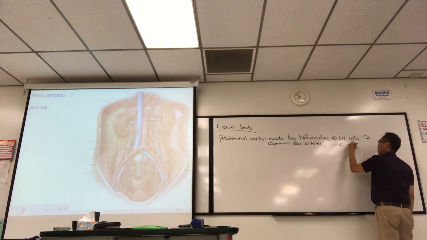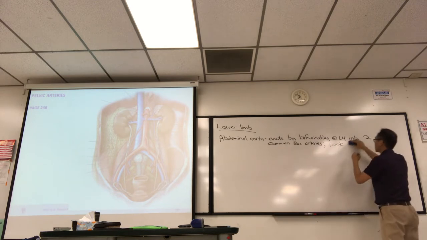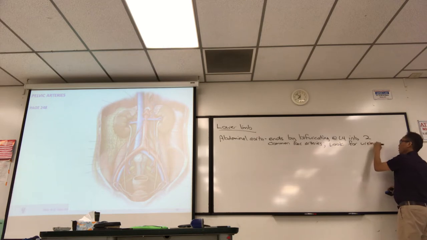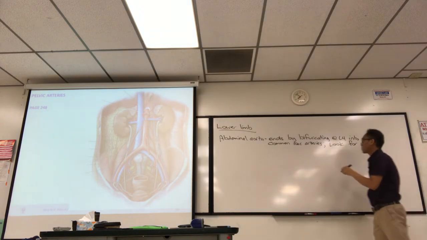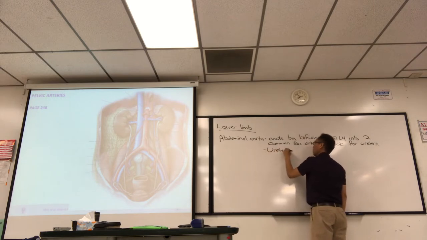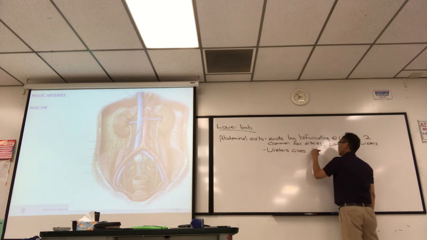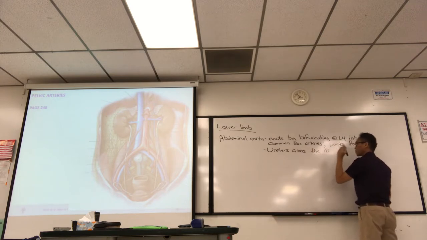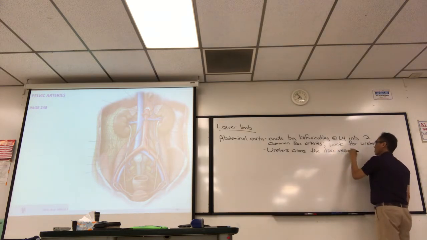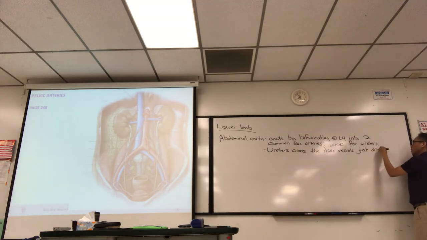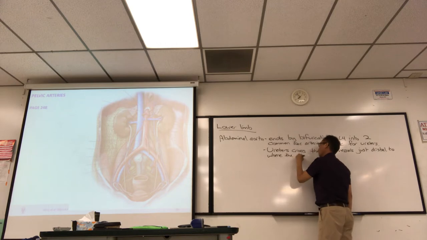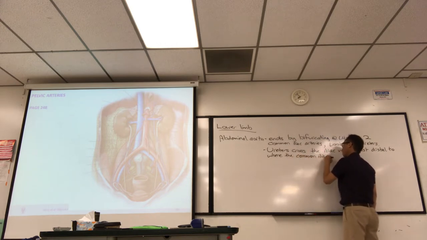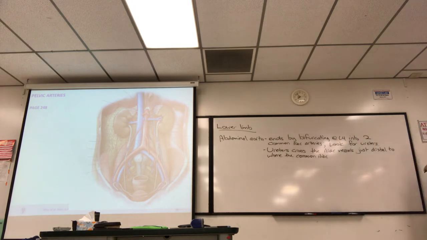I'm going to give you a landmark. Look for ureters. The ureters always cross the iliac arteries right where the common iliac artery bifurcates. Cross the iliac vessels just distal to where the common iliac bifurcates into internal and external iliac arteries.